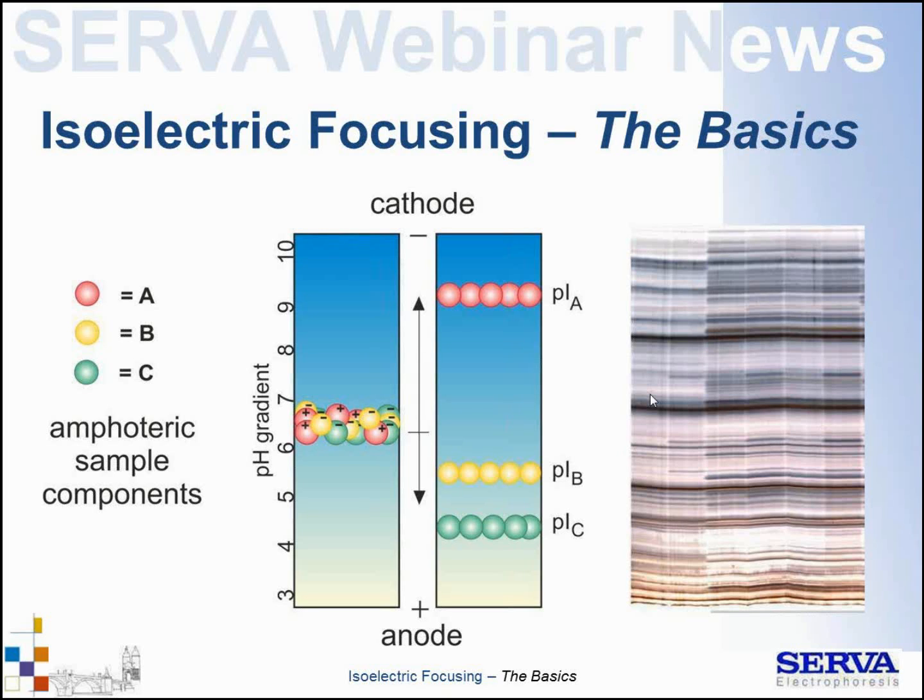We talk about isoelectric focusing, the basics. We have done this already a couple of months ago, but today we look at the method from a little bit different aspects to cover the entire picture. On the front page you see already a schematic drawing of how isoelectric focusing is working, and I will explain that a little bit better in detail. And on the right you see a very beautiful result of an isoelectric focusing analysis.